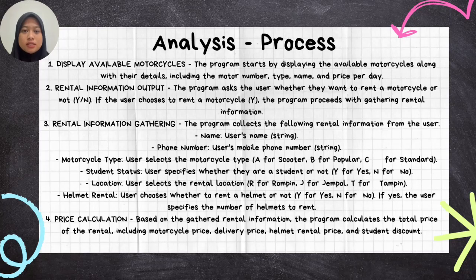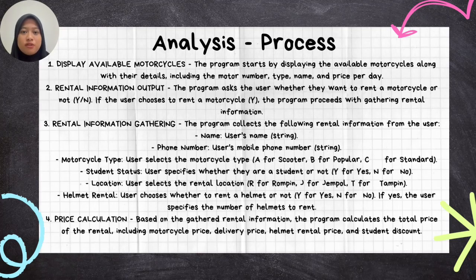Next is the process of rental information output. The program asks the user whether they want to rent a motorcycle, Y or N, yes or no. If the user chooses to rent a motorcycle, Y, the program proceeds with gathering rental information. We use a while loop statement and the process will continue looping if the user enters Y, which is yes.